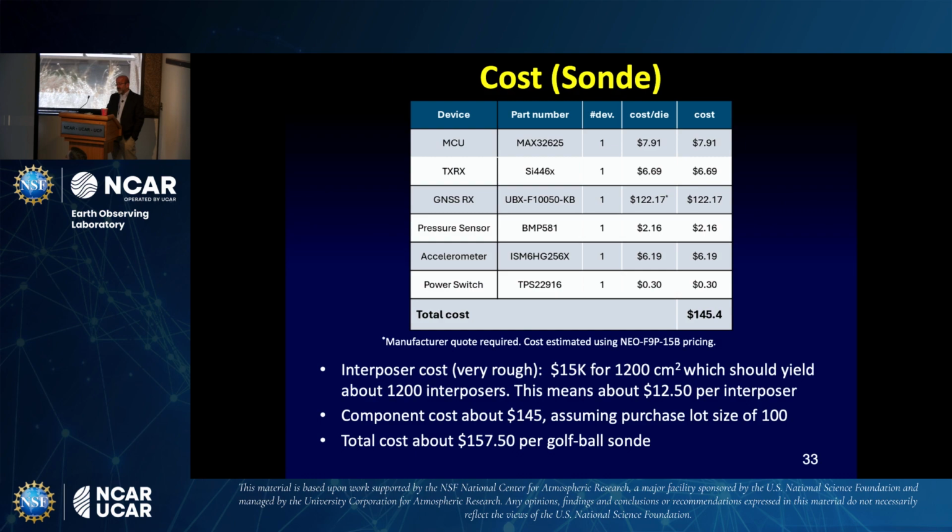Then the cost. So we take these chips, and if we bought them in lots of 100, then these would be the cost of individual chips. The total cost of just the parts would be $145.